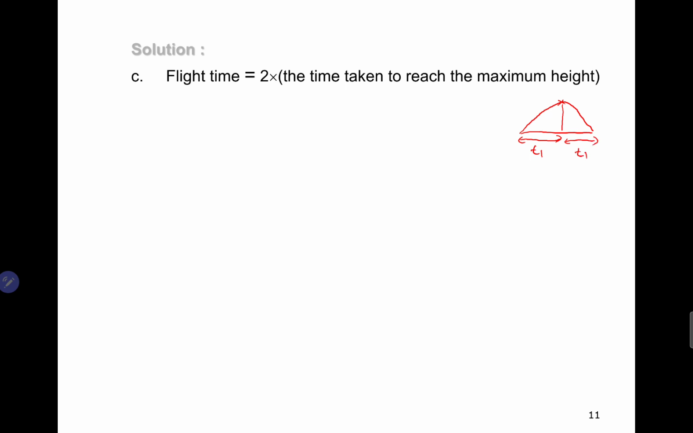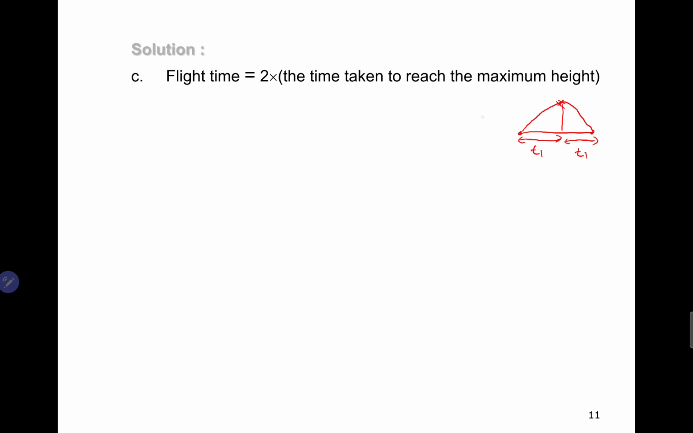This one will be equal in magnitude. So this is your starting point, this is your ending point. The time taken for the half of the projectile motion will be equivalent. That means, let's say the amount of T1, once it reaches maximum height, returning back to displacement 0, the time taken will be equal.